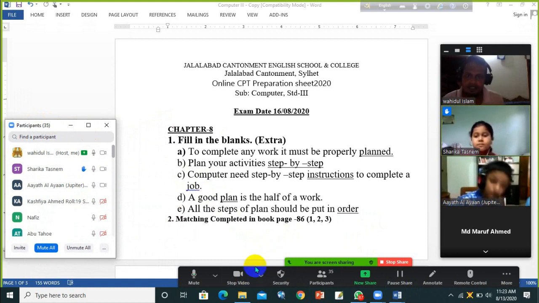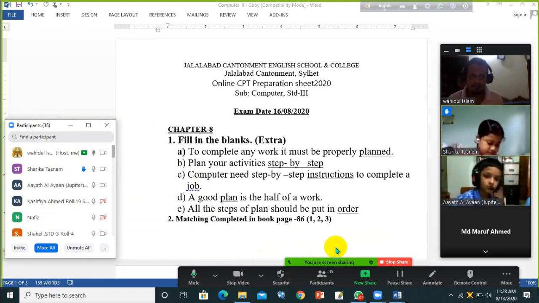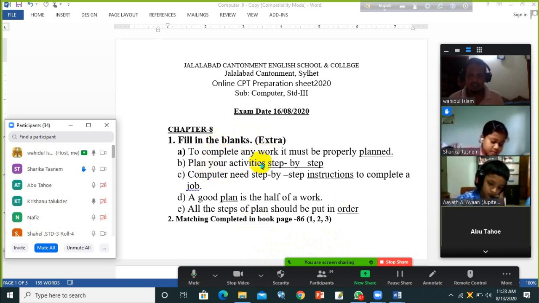So, on the next 16 August, we have an exam. Before this exam, let us revise the exam syllabus. Our exam syllabus is chapter 8. There are 3 items: fill in the blanks, matching and question answer. Now, let us revise this one.